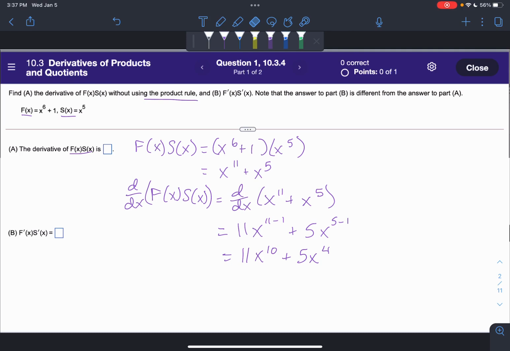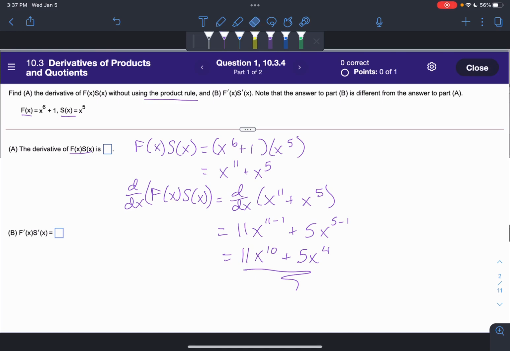If you're feeling adventurous, you can use the product rule instead of simplifying beforehand, and you should come out with the same answer. It's just to show that you could do some work beforehand and then take the derivative, or you can just get to the derivative instead.